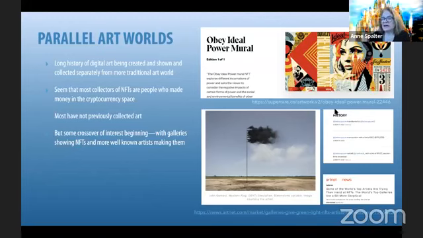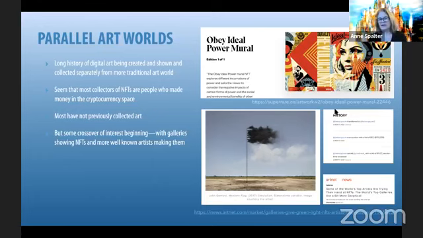The other thing that's strange is that so far anyway, it's kind of parallel art worlds with NFTs and traditional art. There are, I think, very few collectors of traditional art who are buying NFTs, and the collectors of NFTs that I've spoken to have by and large never purchased any traditional artwork. So right now they're all in the press together, but they're really working separately.